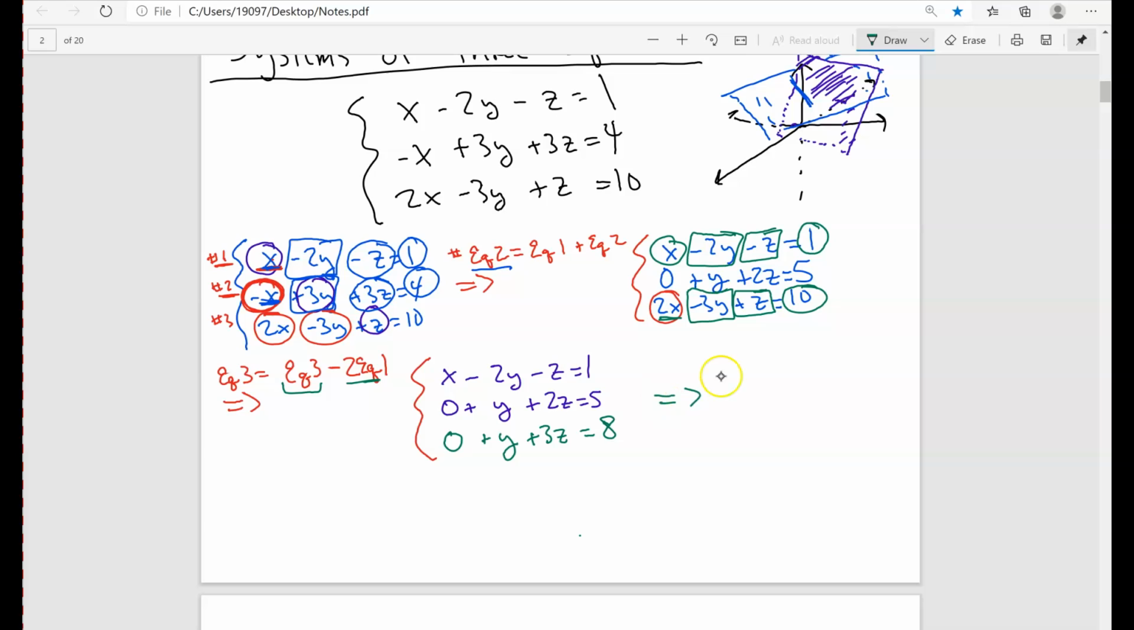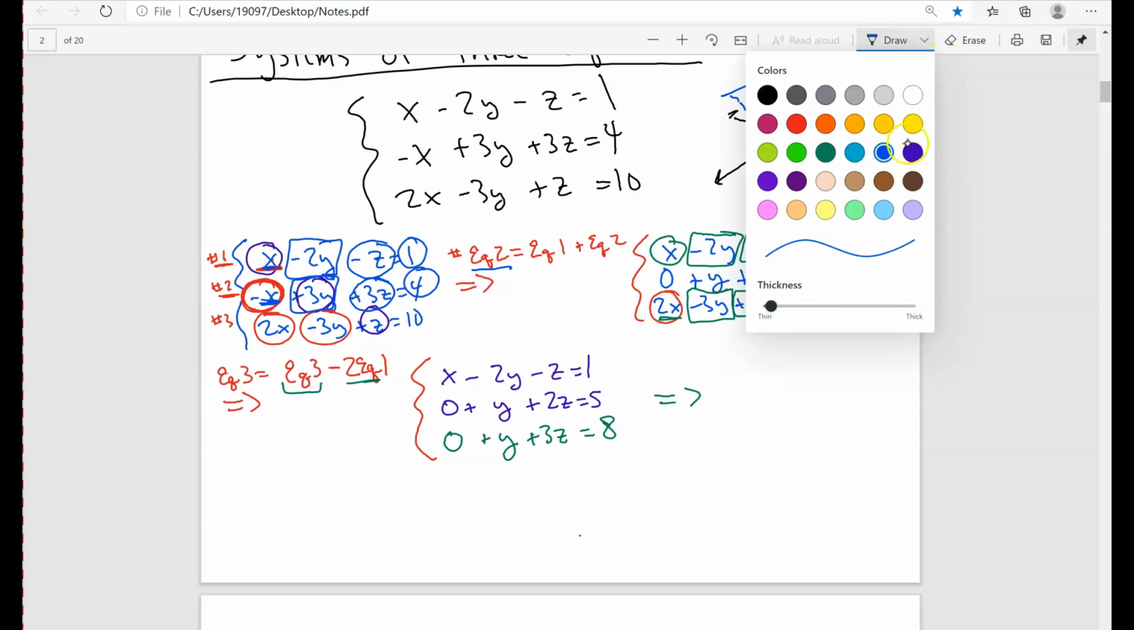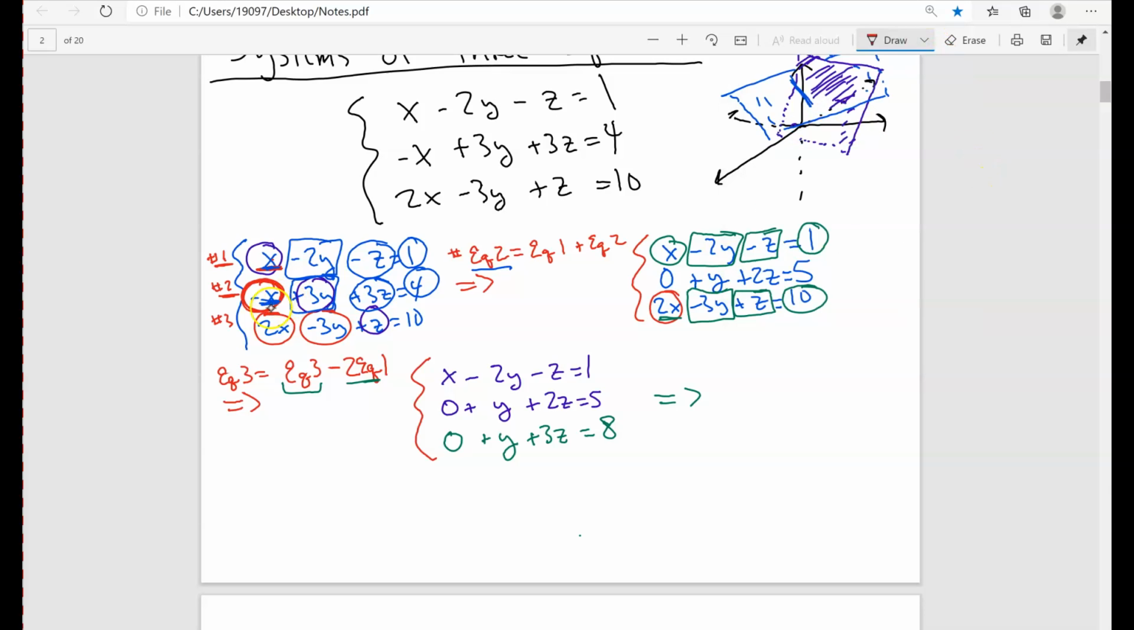All right, and now finally what I'm going to do is get rid of this guy. So I got rid of these two, now I got to get rid of this one. The way that I'm going to do that is I'm going to take equation number 3 and subtract, use this guy to eliminate. So I'm going to subtract equation number 2 from equation number 3. And I'm going to put the new one in equation number 3.